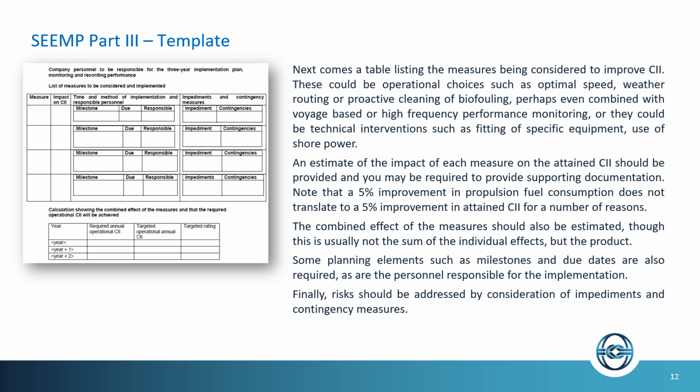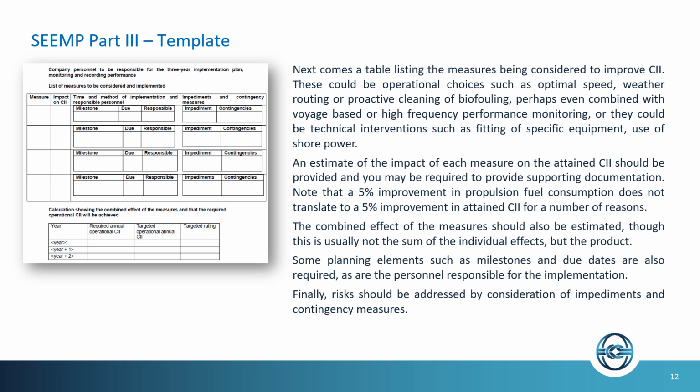Next comes a table listing the measures being considered to improve CII. These could be operational choices such as optimal speed, weather routing, or proactive cleaning of biofouling, perhaps even combined with voyage-based or high-frequency performance monitoring. Or they could be technical interventions such as the fitting of specific equipment or the use of shore power.